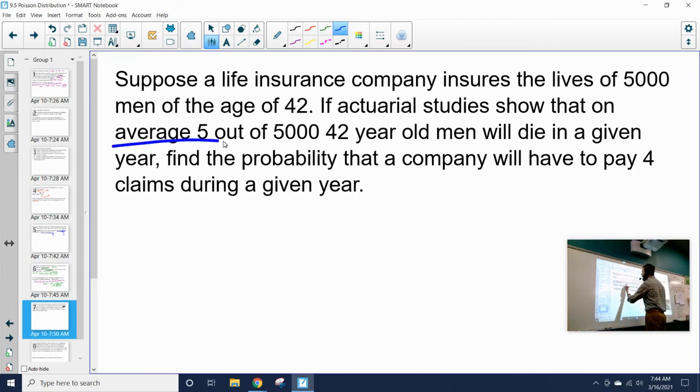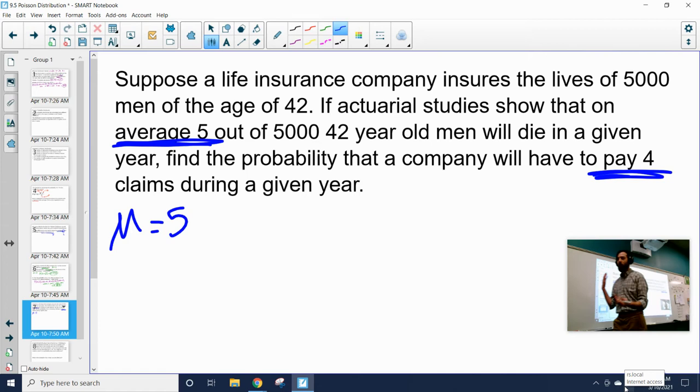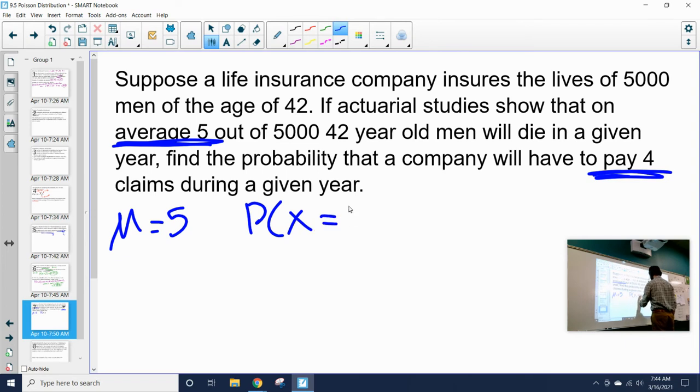All right, so we have an average of 5. So if mu is 5, we're asking what is the probability that in a given year the insurance company has to pay 4 claims. So 4 42-year-old men will die that year that are insured by them. So we're looking for the probability of x equaling 4.